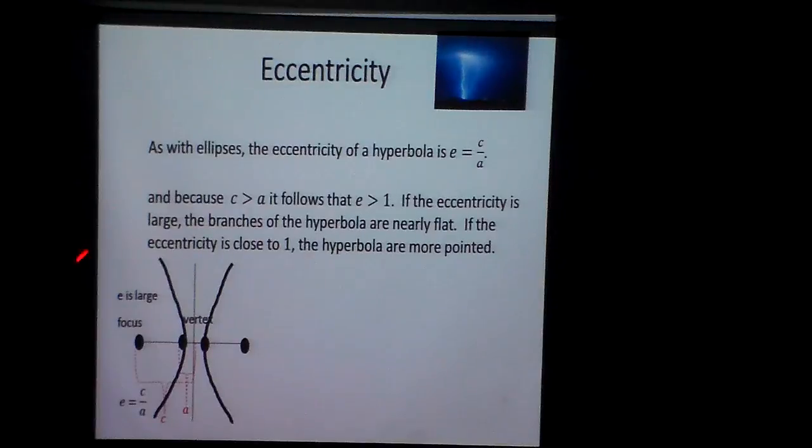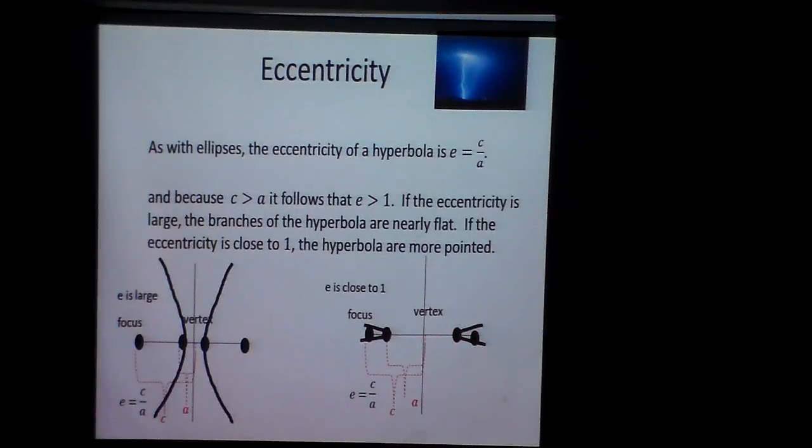As we get a C that is much bigger than A, we have a much wider spread. E is very, very large, as you can see right here. However, if the A is a little further away and C is closer to A, it's going to be a lot closer to 1, and the narrower the hyperbola will be.